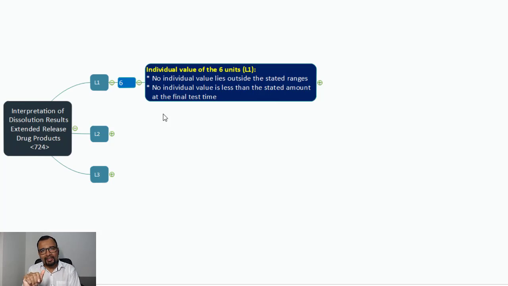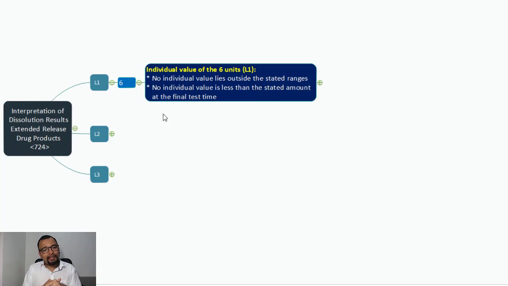You may have the acceptance criteria for the extended release drug product at the 4th hour, 8th hour, and the 12th hour. So what is the acceptance criteria at the 4th hour? Let us say 30% to 50%. That becomes your stated range at the 4th hour. If you are assessing the dissolution result at the 4th hour, then you must confirm that no individual value is lying outside the stated range at the 4th hour, that is 30 to 50%.